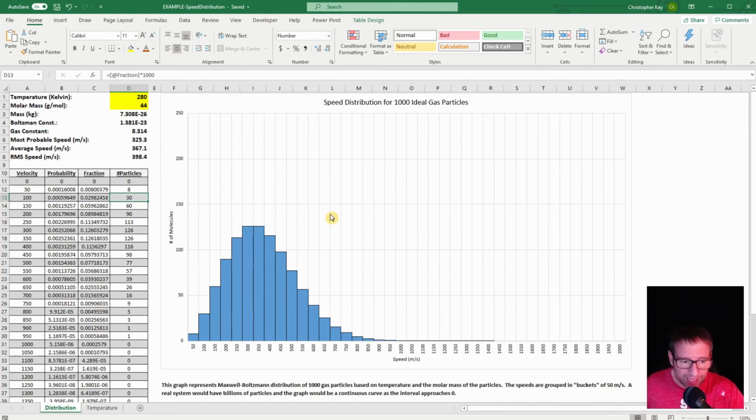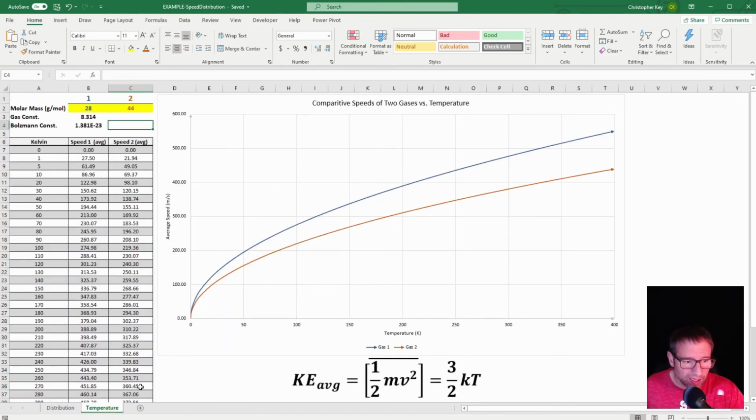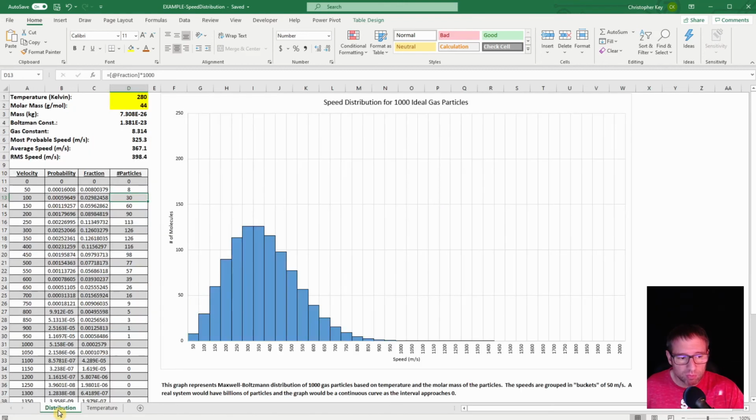Now, comparing this back to what we had over here, at 280 we had an average of 367. That's our average speed. Now, look at our distribution chart. That 367 sits about here. If you remember, that average speed was a little bit higher than the most probable speed. Here, the most probable speed happened to fall right in this 300 to 350 range. But your average speed is typically going to be just a little bit higher. And of course, if we were to calculate the root mean squared, it would be 398.4. So it'd be a little higher than that.